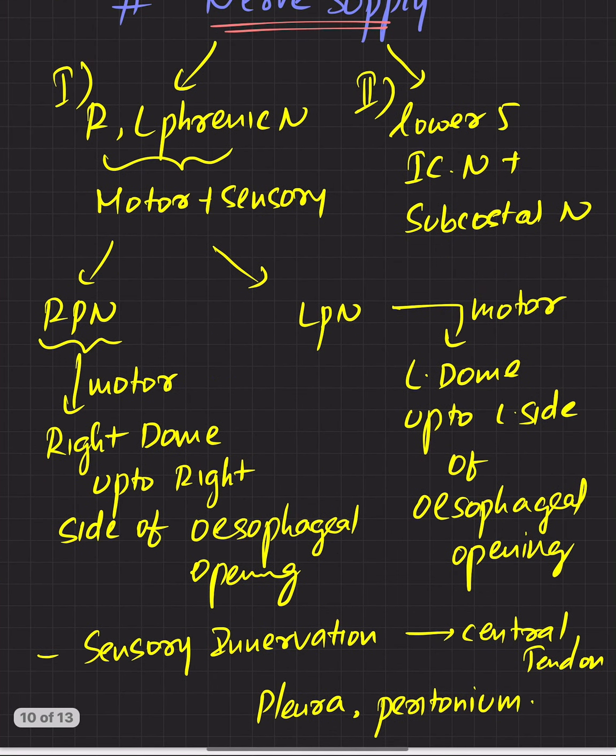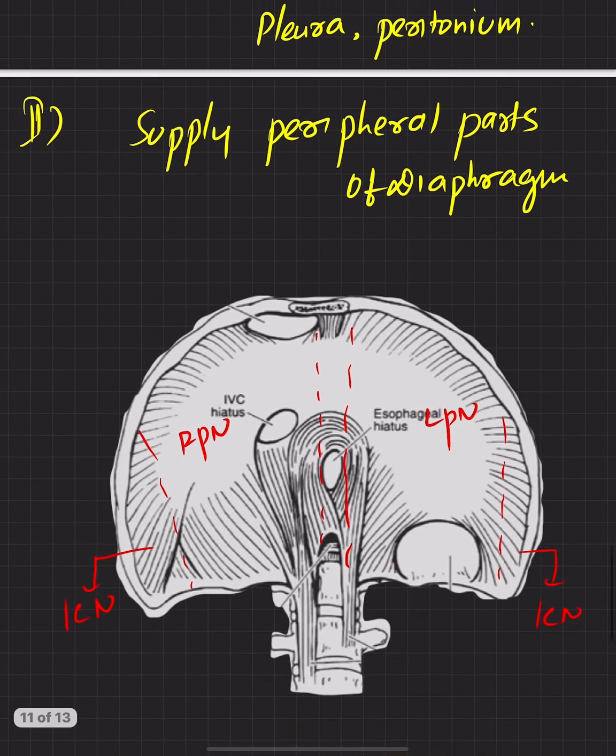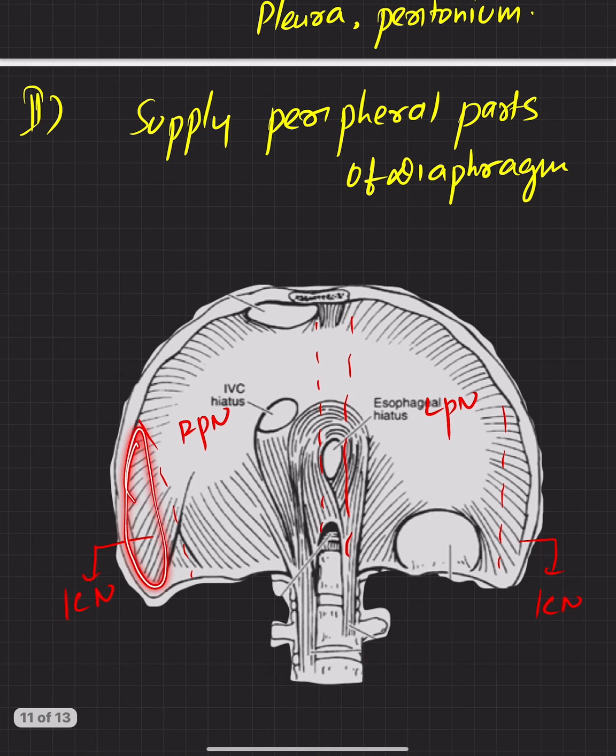And the lower 5 intercostal nerves and subcostal nerve supply the peripheral parts of the diaphragm. See, these are the peripheral parts supplied by the intercostal and subcostal nerves. This till the right end of the esophageal opening is supplied by the right phrenic nerve. Till the left end is supplied by the left phrenic nerve.